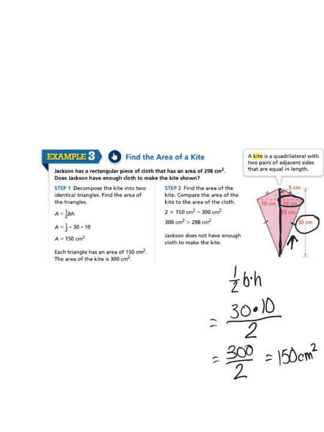So for kites, they're easy. You're just going to find the area of the triangle, but then you have to remember you have 2 of them. This 150 is just for the triangle on this side. We have 2 triangles, so we need to add 2 150s together, which would give us 300.